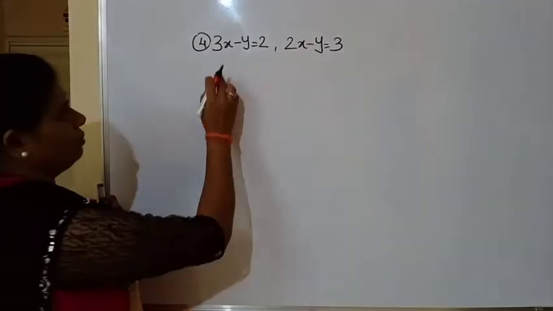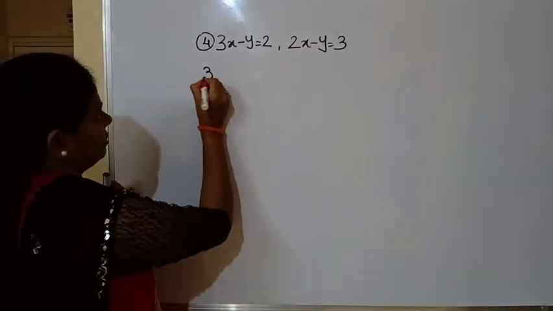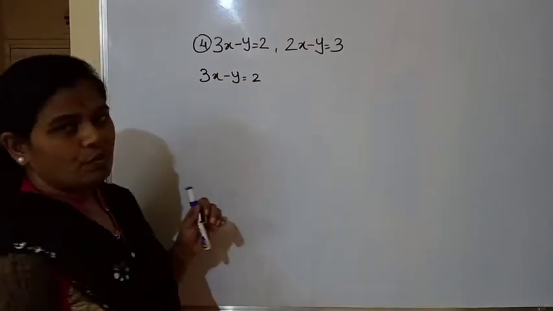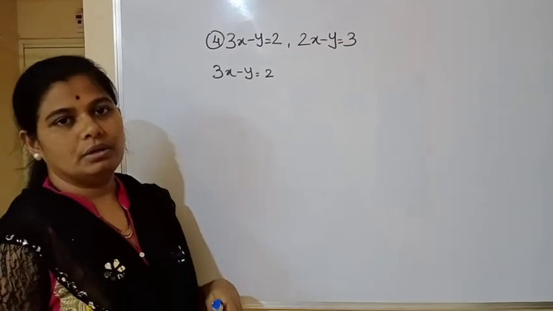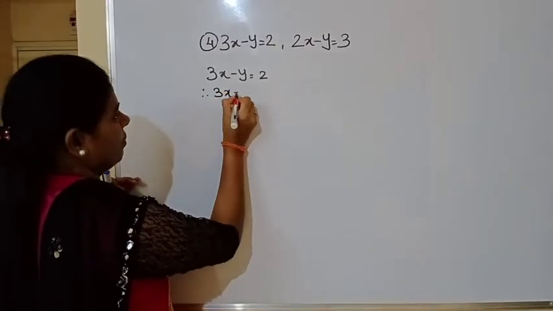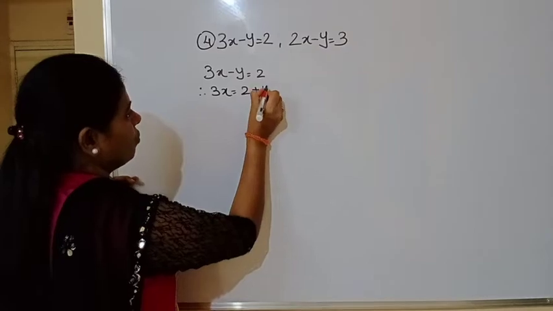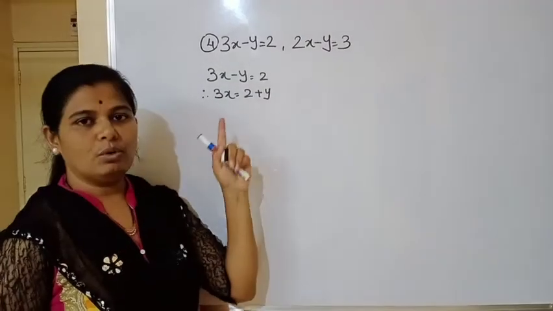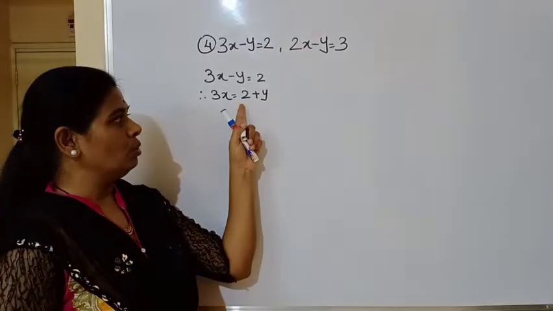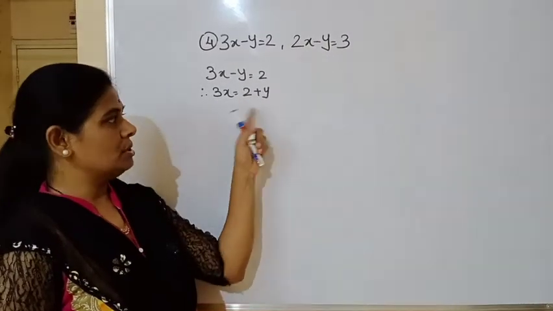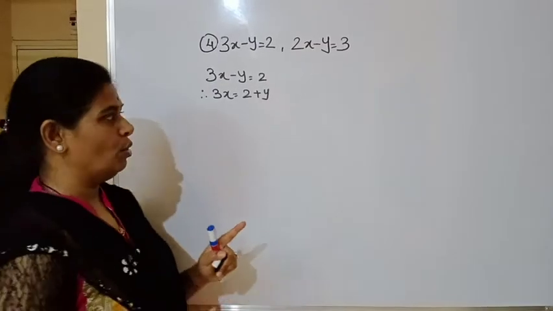Okay. Now we will take the first equation, that is 3x minus y equal to 2. First of all, we will arrange the equation. Therefore 3x is equal to 2 plus y. Now we will substitute the value of y. We have to take the value of y such that after adding 2 it is divisible by 3. So in such a way we have to substitute the value of y.